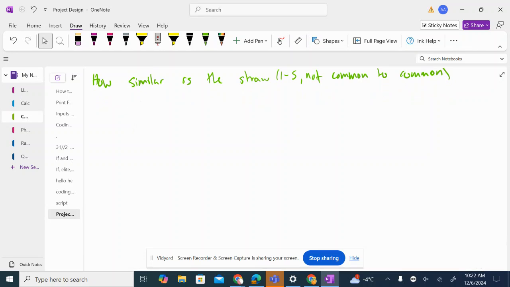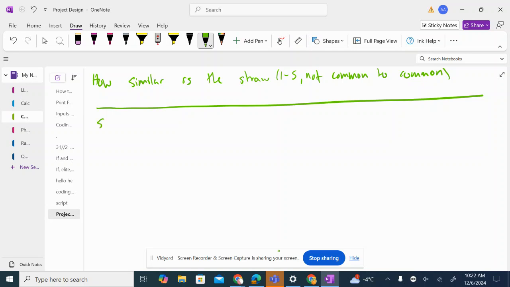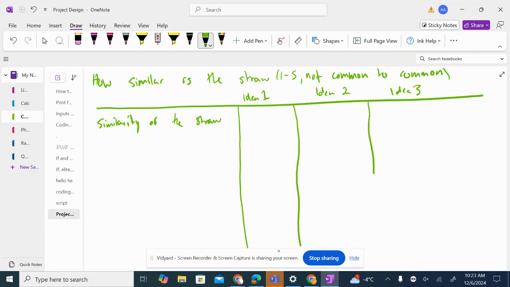A decision matrix. That's what we're doing. Morph tables in a little bit, I promise. Okay, well, let's do a decision matrix though. We first put everything over here, all of our questions over here. So for example, how similar is it to the straw? Similarity of the straw. Okay, and then we rate it 1 through 5. Okay, we have idea 1, idea 2, idea 3. Okay, this is when we're still viewing all of our possible ideas.